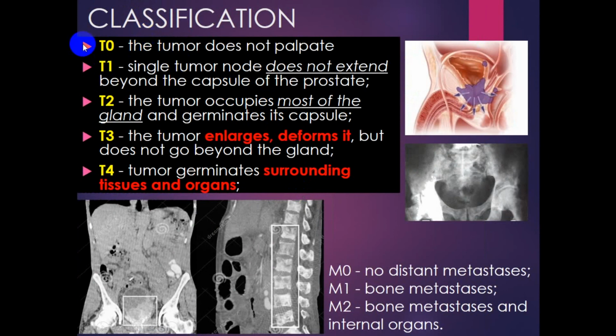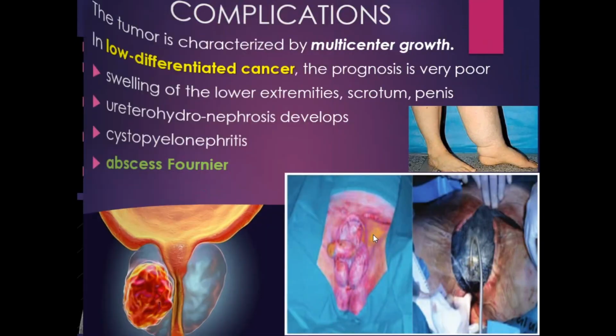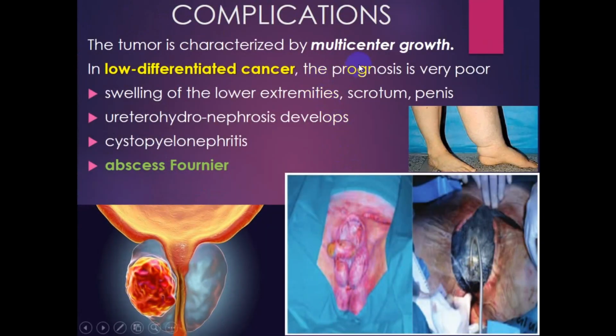Classification, of course, is according to the size and extent of this tumor, from T0 to T4. T4 is the most dangerous one. The tumor grows into surrounding tissues and organs, for example the intestines or bladder. Metastases can also be present, and lymph nodes are swollen and enlarged. A complication may be multicentric growth.